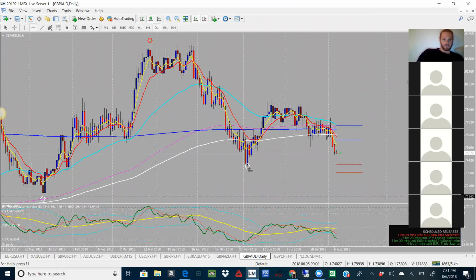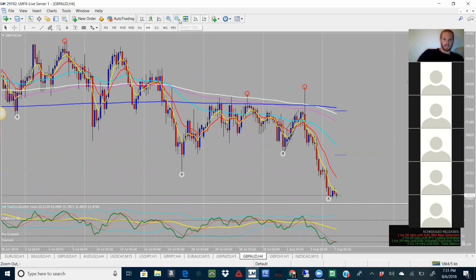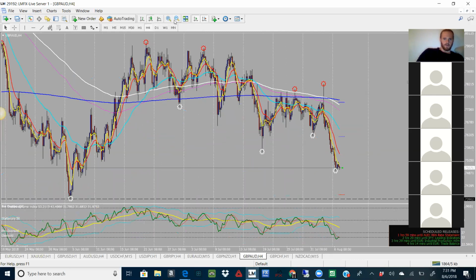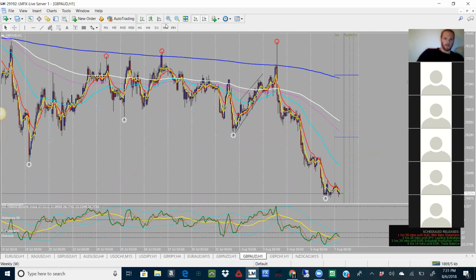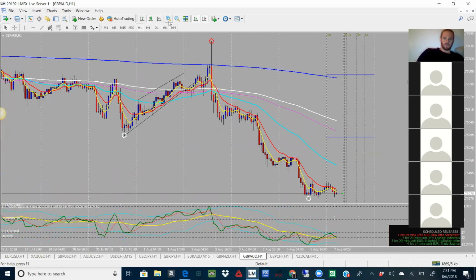Here's a zone that's got to be tested right now. It's this line. It did break it down. I think it's going to go down and retest that line on the daily, which means that on the 4 hour and the hour, we are looking for sells. All right. Let's go to the 1 hour.